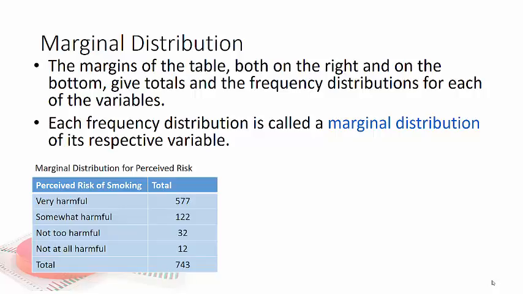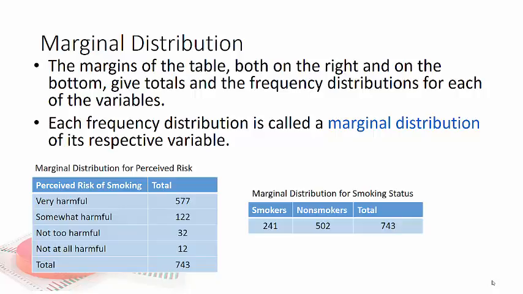So I took the rightmost column and put it with each of the perceived risk categories. This is a marginal distribution for smoking status. So I took the bottom row and put it with each of the columns of smoking status.